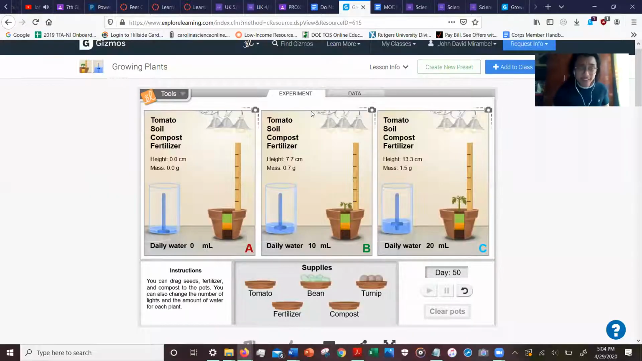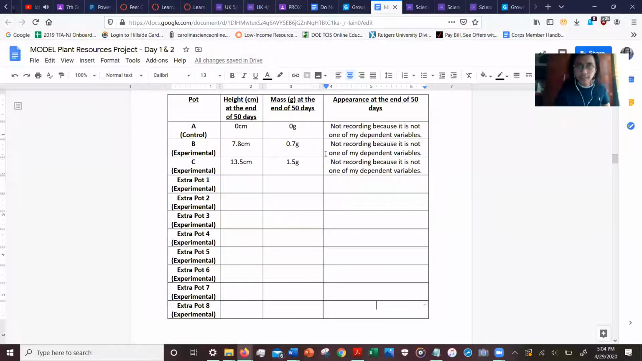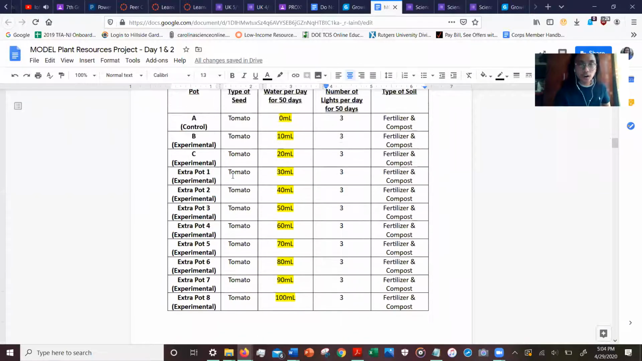Now that we're at 50, I can clearly see height and mass over here labeled. Obviously, you will have different dependent variables. Let's just stick with height and mass for the sake of my experiment. Here we go. I filled it out. Now I have to do the next 3 groups, which are 30, 40, 50.